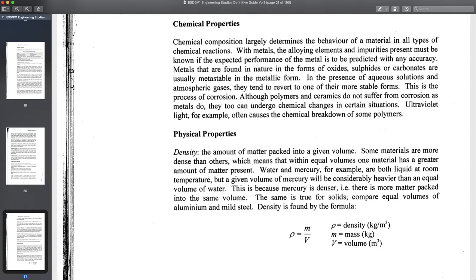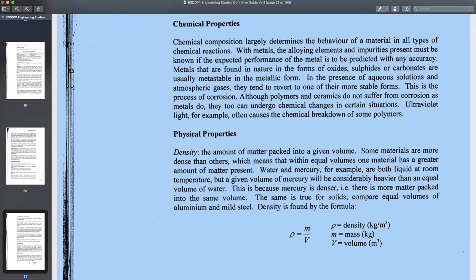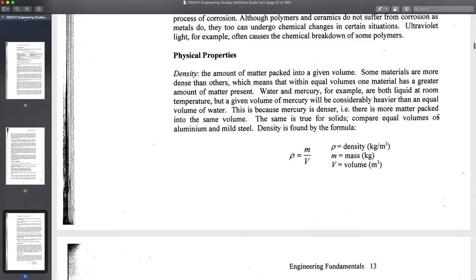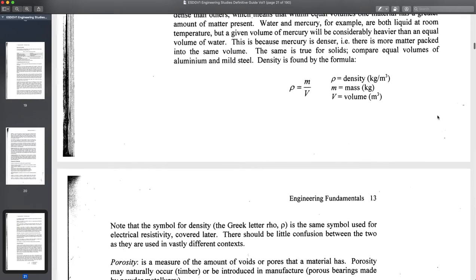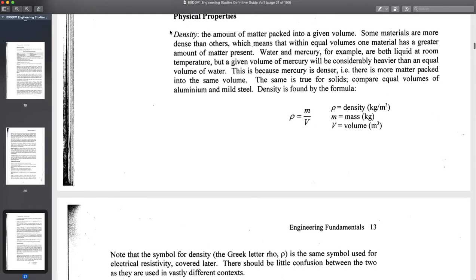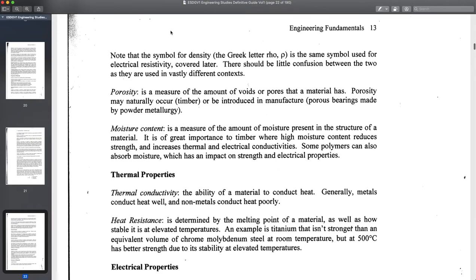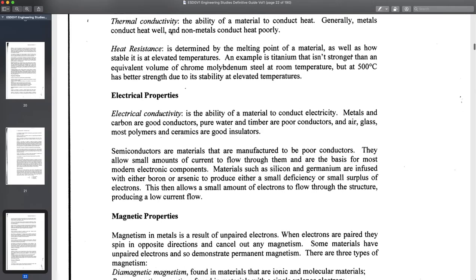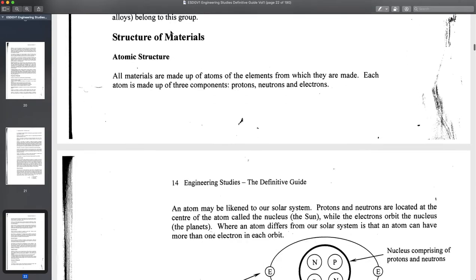Basically, we're interested in chemical properties. I talked about rust and corrosion, but we also have to worry about things like ultraviolet effects. Some plastics will break down when you put them in front of the sun. They'll change under the sunlight. When we're talking about physical properties, we're talking about density, which is how much things weigh per cubic meter. And then we also have to worry about things like porosity and moisture content, not things I would worry too much about. Then we have thermal properties and electrical properties and magnetic properties, which I've already discussed.